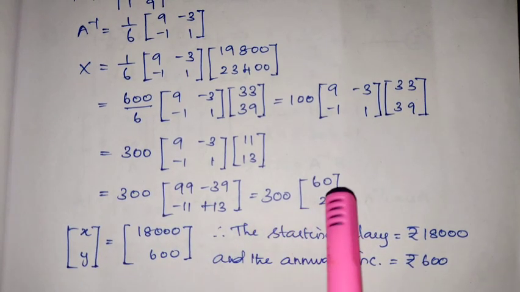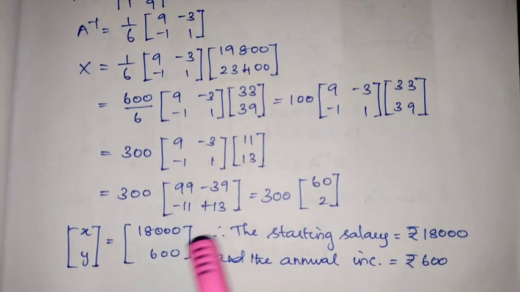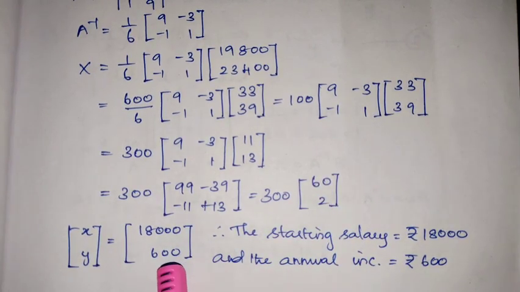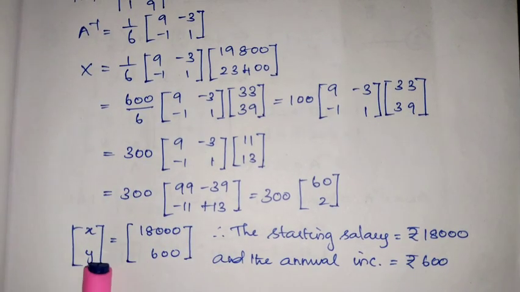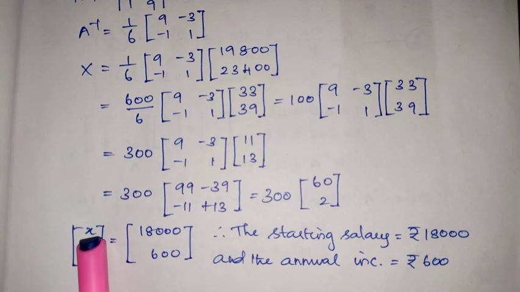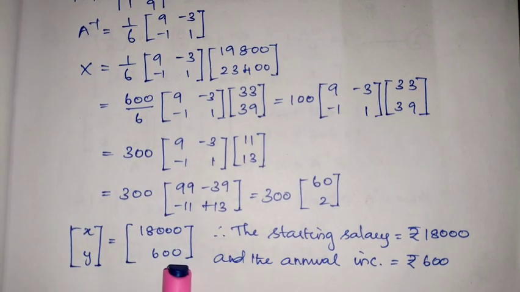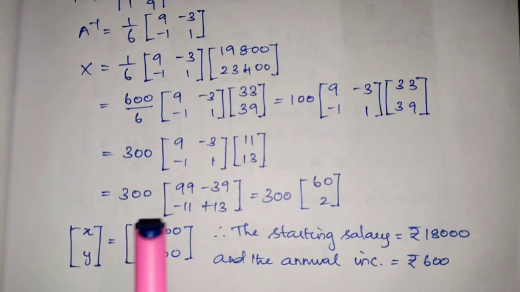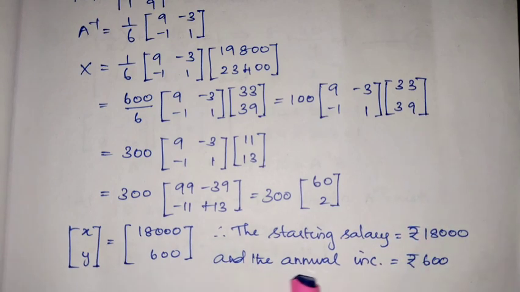Now you can bring this 300 inside. So 60 into 300 is 18,000. 2 into 300 is 600. Then what is X? It is nothing but the matrix of x and y elements. So finally we have got x equal to 18,000 and y equal to 600. What is x? Starting salary. What is y? Annual increment. So the starting salary is rupees 18,000 and his annual increment is rupees 600.